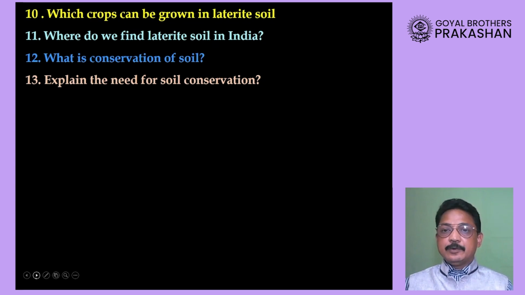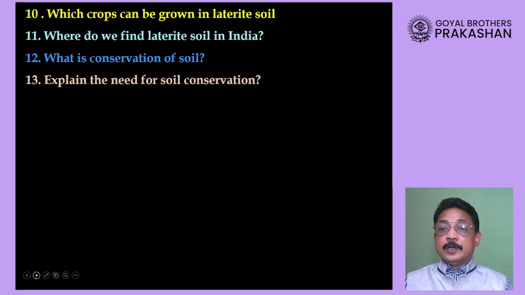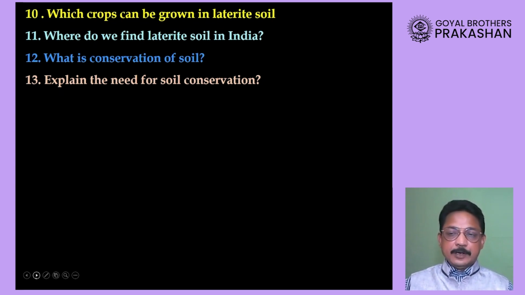Okay, so it's not only stopping the soil erosion but also maintaining the fertility of soil. The processes that are involved in reducing the soil erosion and maintaining the fertility of the soil are called conservation of soil. Next, very important question. Explain the need for soil conservation.